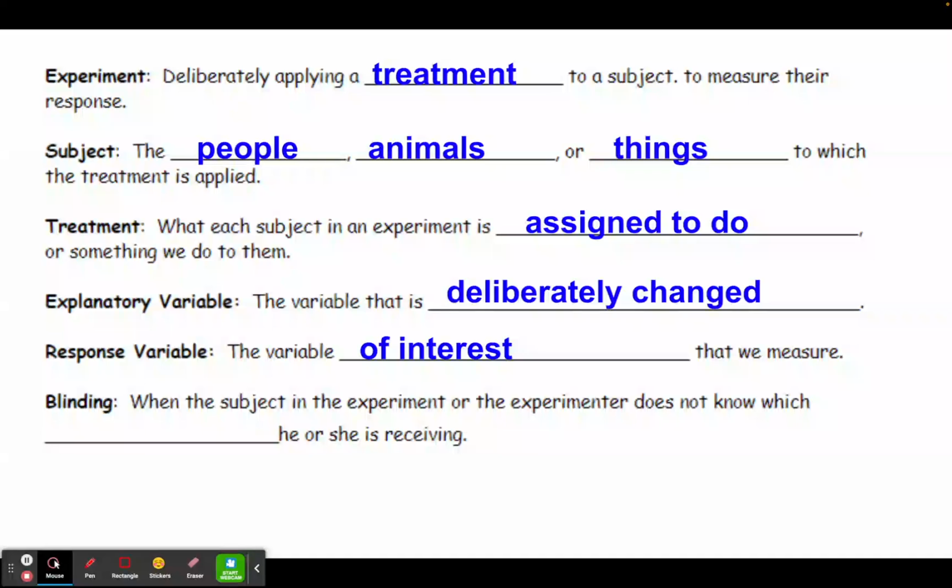Finally, blinding is when the subject in the experiment or the experimenter does not know which treatment he or she is receiving. Oftentimes, blinding is difficult in an experiment because the person who's receiving the treatment usually knows what that treatment is. However, it is possible that the researcher might still be unaware of which treatment that person is receiving. Sometimes the experimenter might know, but the subject does not. And if we can come up with a situation where neither the experimenter nor the subject know, then that is what we call double blinding. And that's sort of best case scenario, but it's often difficult to make that happen.